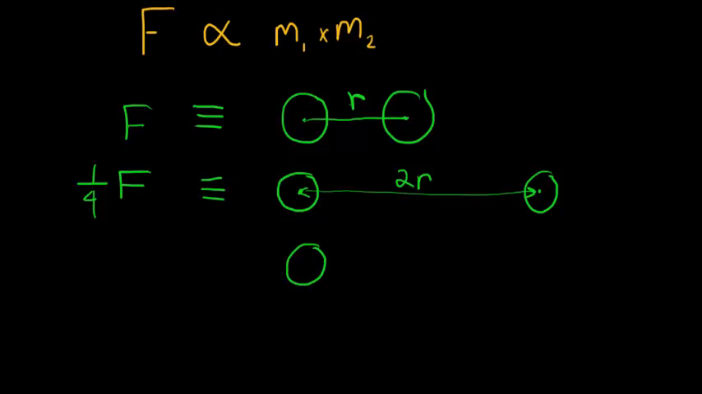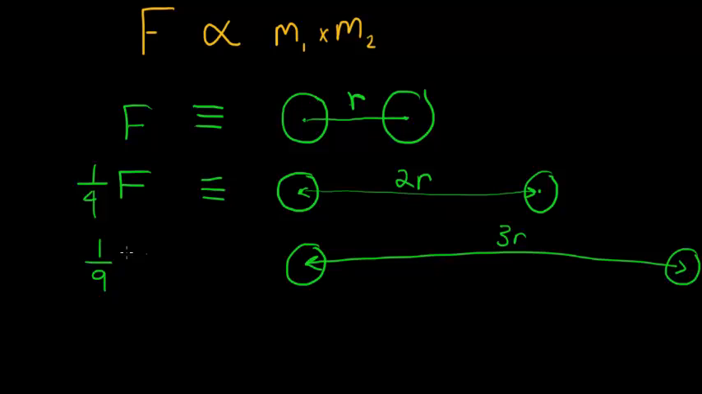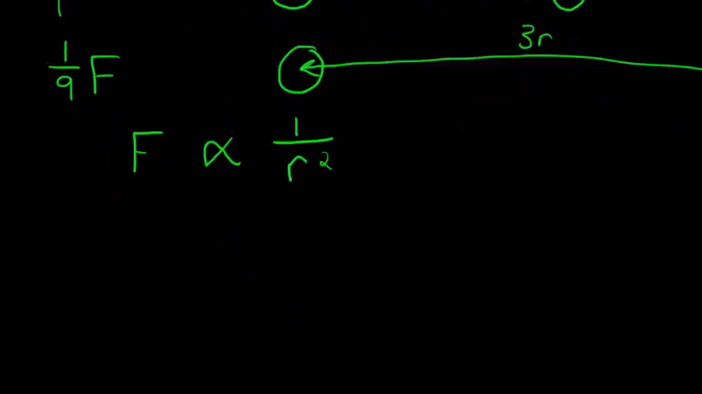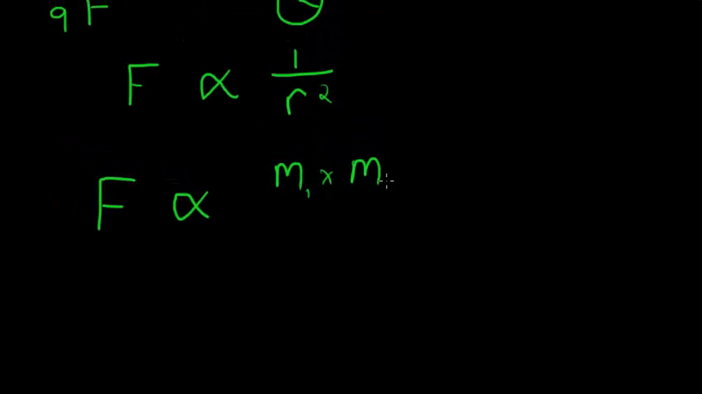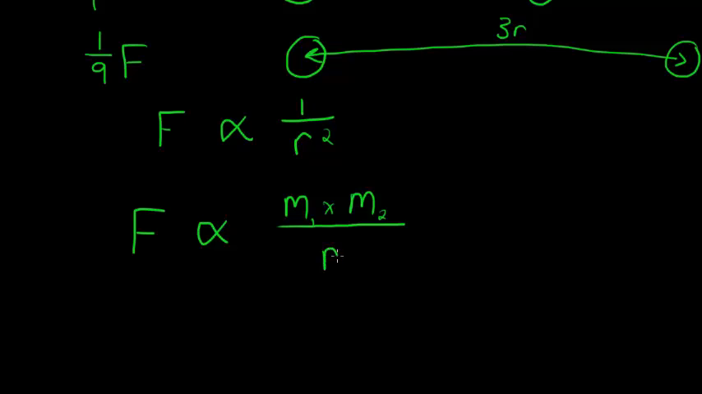If it tripled, and let's imagine that it is the radius that tripled, so now the radius is three times as much, now he saw it was 1/9. And from that, he could conclude that the force was inversely proportional to the radius squared. So it was proportional to 1 over the radius squared. Now putting these things together, we can conclude that the force between two objects is proportional to the mass of the one multiplied by the mass of the other one divided by their radius squared.